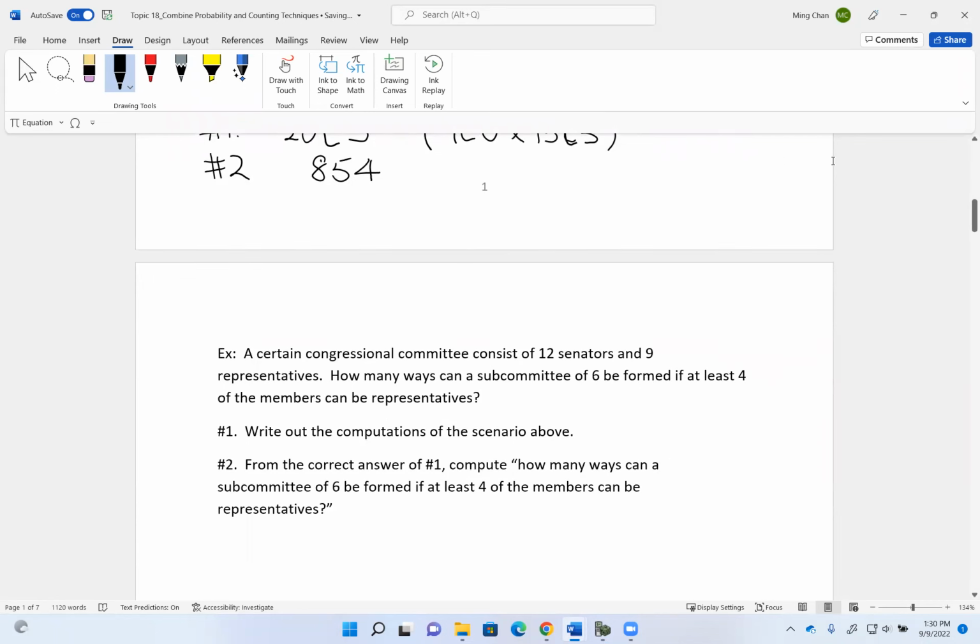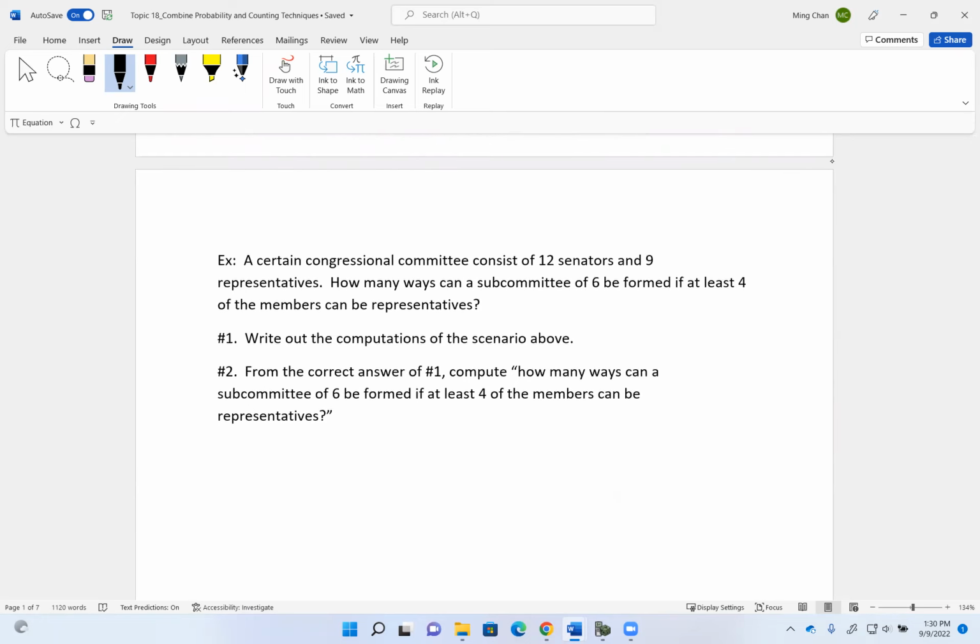Okay, let's try another similar question. A certain congressional committee consists of 12 senators and 9 representatives. How many ways can a subcommittee of 6 be formed? So I need to select 6 people, if at least 4 members can be representatives. At least 4 means 4 and more. So that means I can have 4, or I can have 5, or I can have 6.